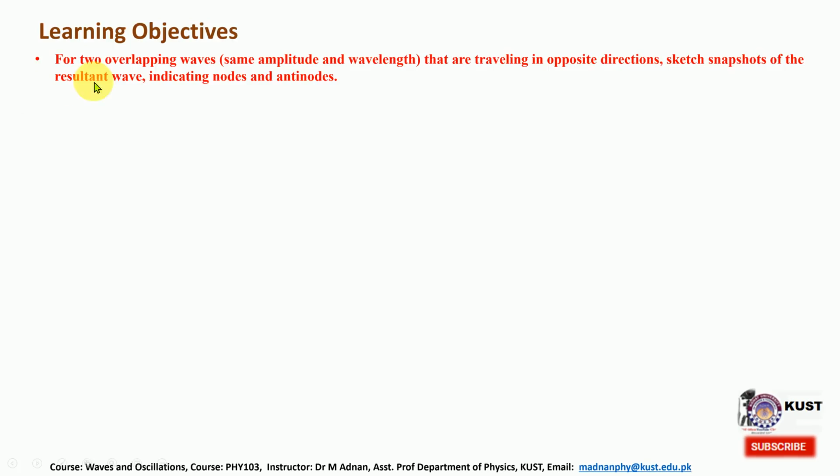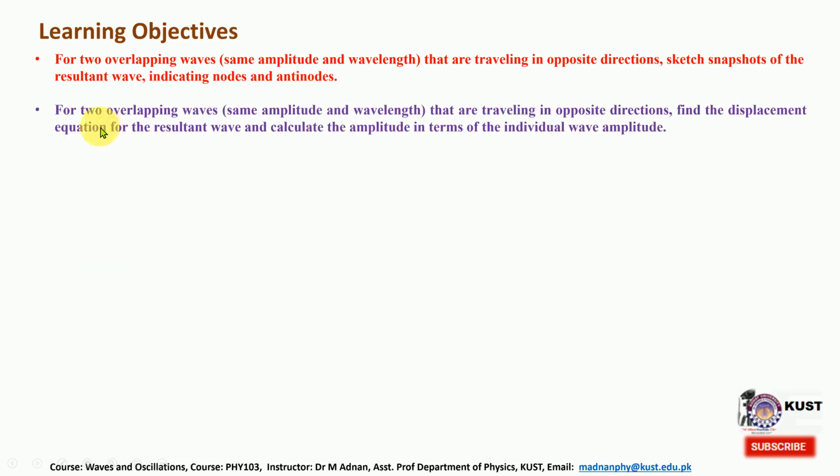For two overlapping waves having the same amplitude and wavelength that are traveling in opposite directions, the student will understand from the sketch of various snapshots, and will be able to find the resultant waves indicating nodes and antinodes. They will also be able to find the displacement equation for the resultant wave, and calculate the amplitude in terms of the individual wave amplitude.